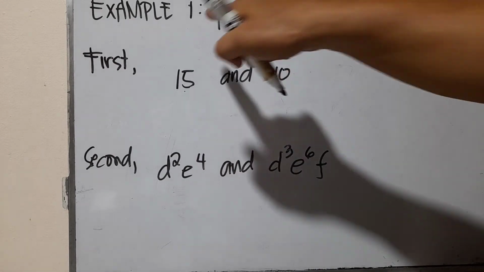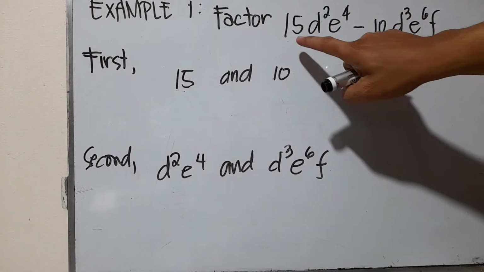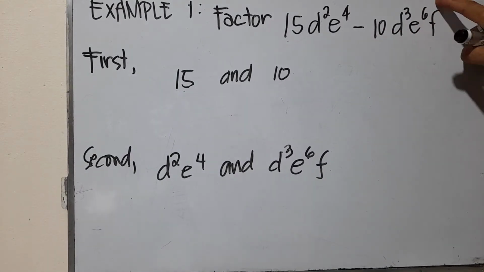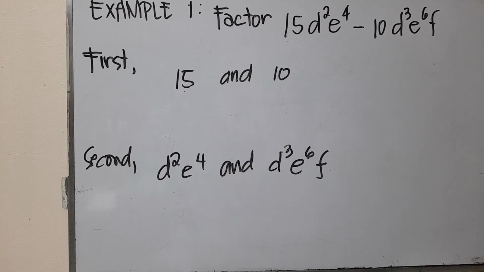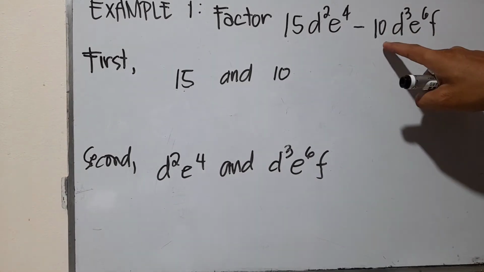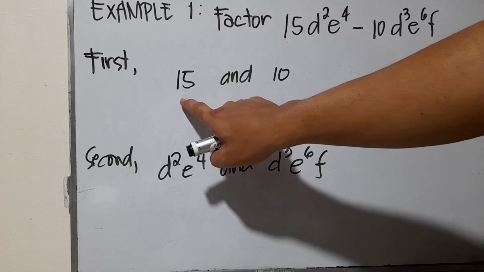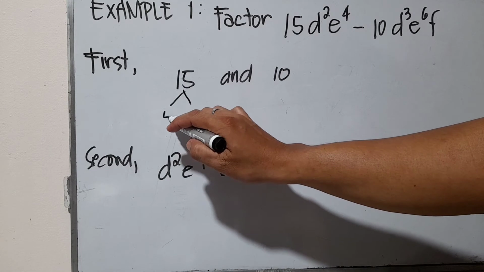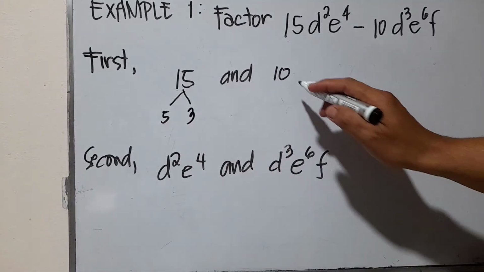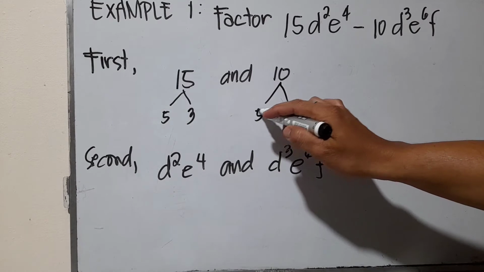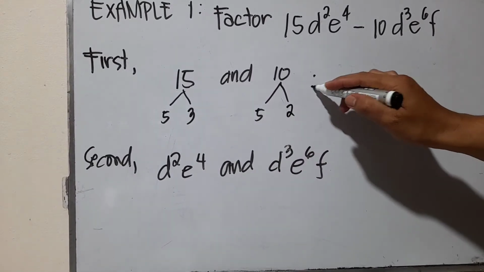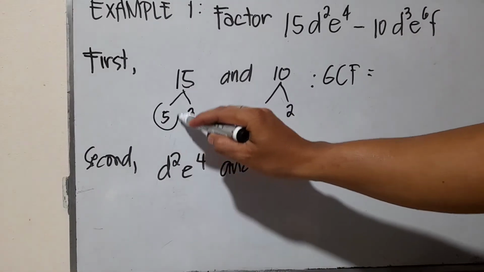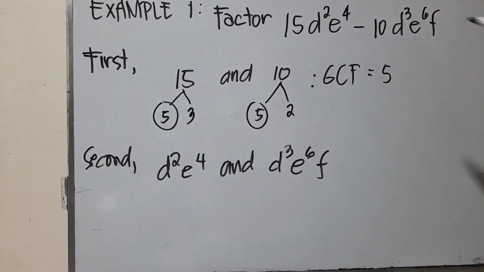Now, in example number 1, factor 15d squared e to the 4 minus 10d cubed e to the 6 f. First, we factor the numerical coefficients, which are 15 and 10. What are the factors of 15? We have 5 and 3. For 10, we have 5 and 2. What is their greatest common factor? Of course, the greatest common factor is 5.